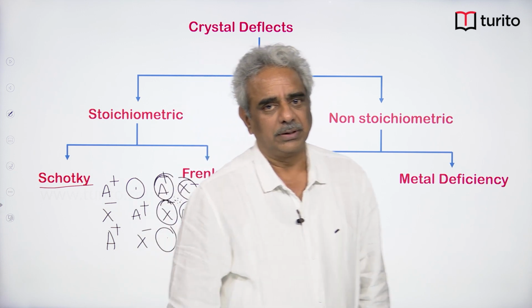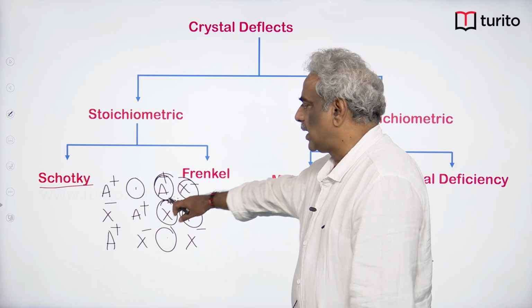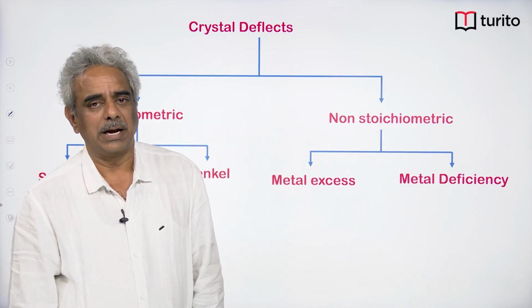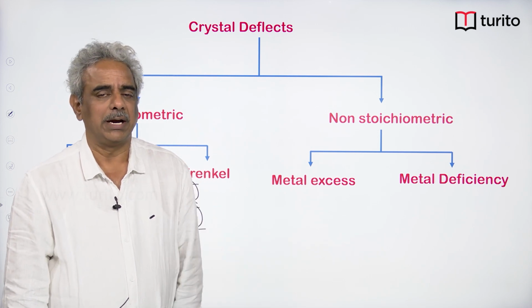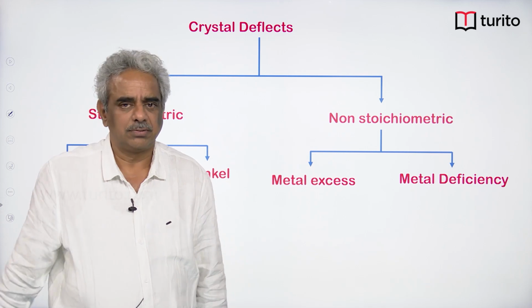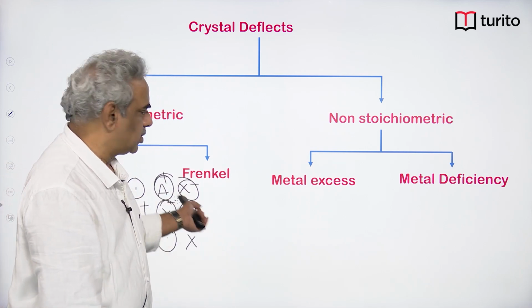There is nothing happening in the interstitial space. It is a point defect. The lattice point is not having an ion. And this kind of defect is quite common in alkali metal halides. Alkali metal halides generally crystallize with some ion pairs missing. So, that is called a Schottky defect.